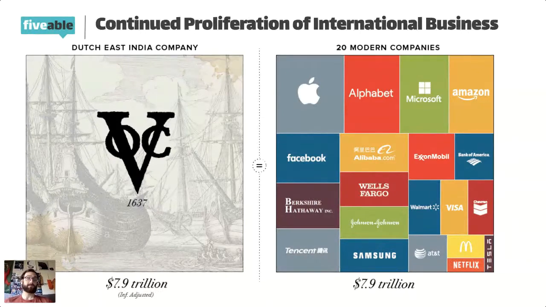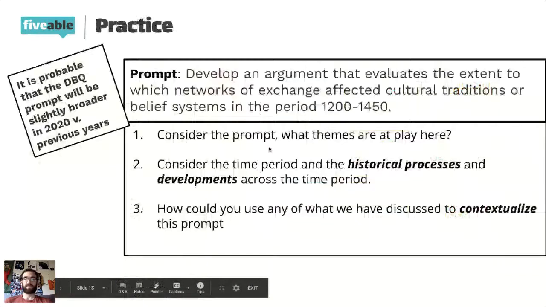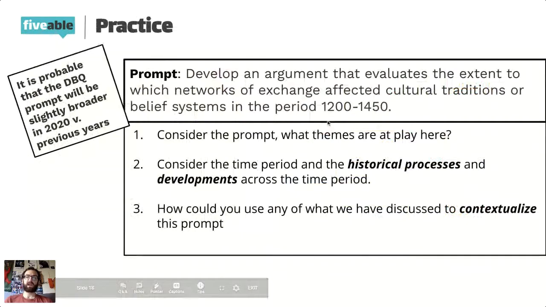Anywho, so that's, again, just very cool. Again, if you get a DBQ about international trade and it's unit 3 or 4, carry it forward, talk about modern international businesses. Okay, practice time. So here is a hypothetical prompt. What I want you to do is take a look at it and think about how any of the stuff we've talked about could be used to contextualize this prompt going forward, like contextualize into the future.